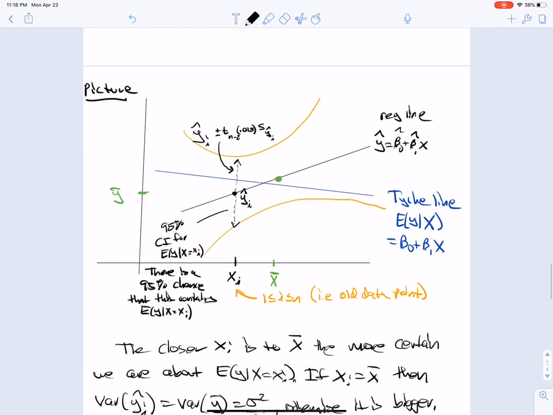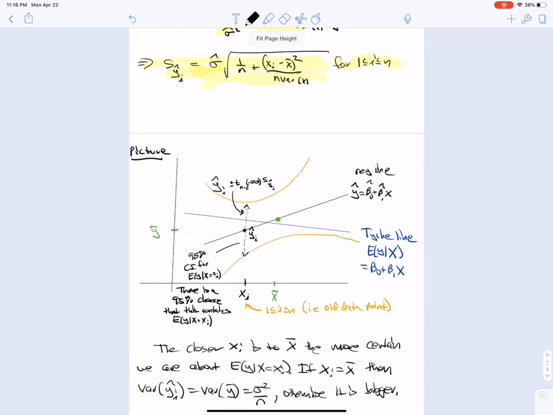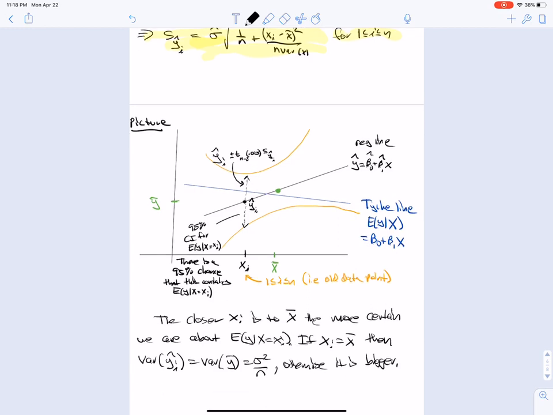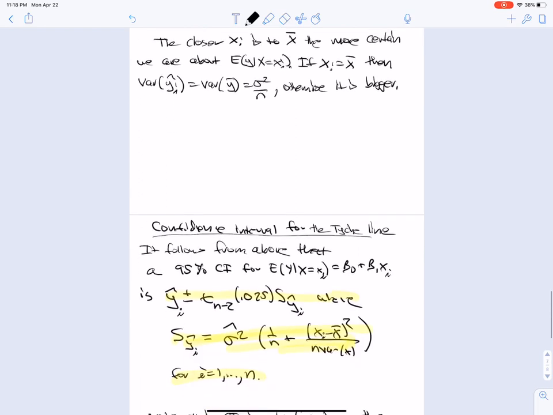And so also notice from the standard error here that the closer that xi is to x bar, the more certain we are about the value on the Tyche line, expectation of y given x is xi. So if xi is x bar, then the variance of yi hat is the variance of y bar, which is just sigma squared over n. Otherwise, it's bigger.